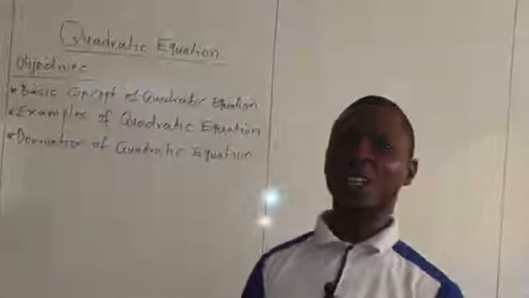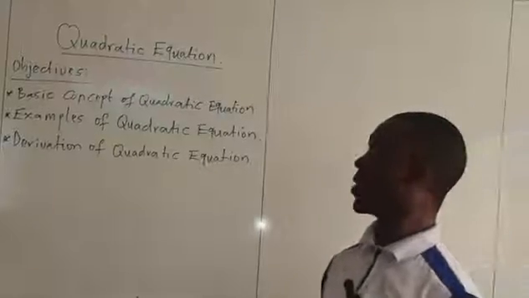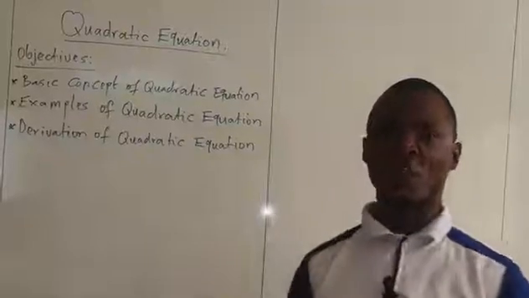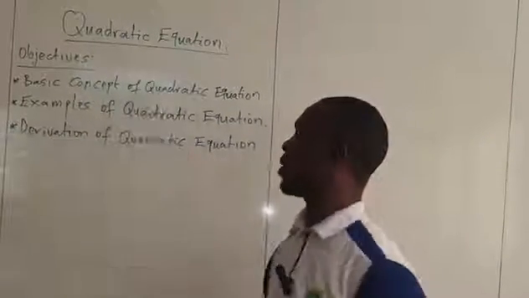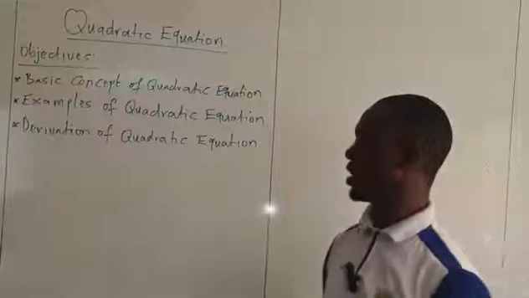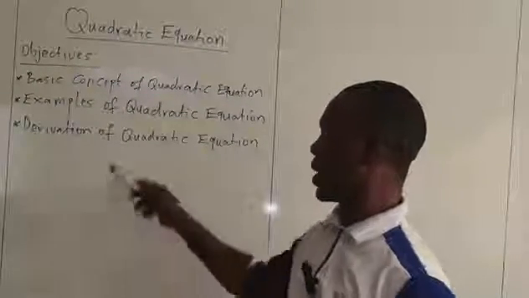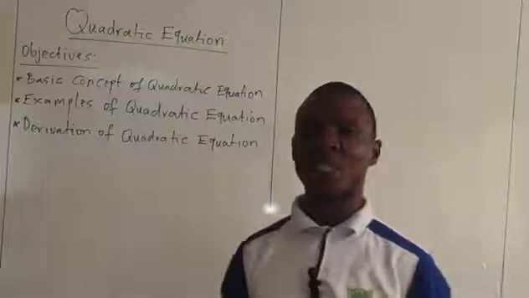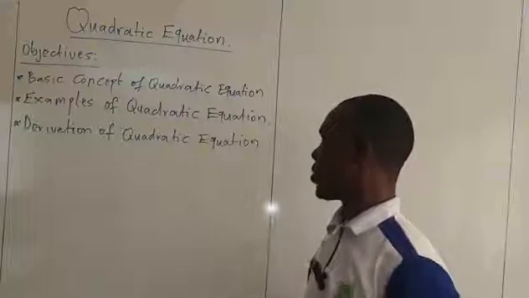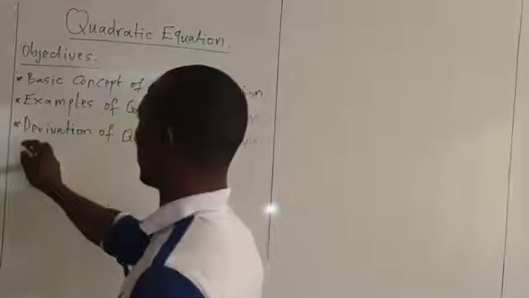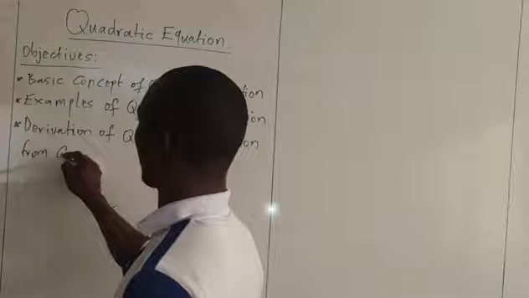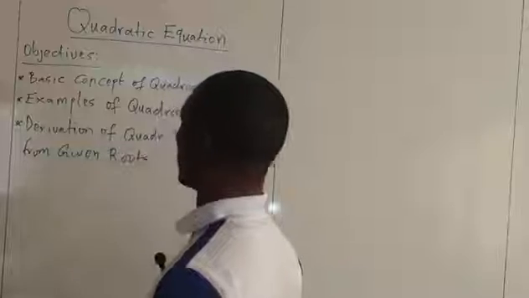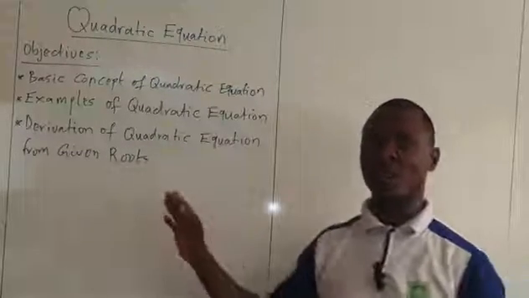So in today's class, we are going to be looking at the topic which is quadratic equations. Under this topic, we are going to be looking at the basic concept of quadratic equation. Then after that, I'm going to give you examples of quadratic equation. Thereafter, we are going to be looking at the derivation of quadratic equation from given roots. So these are the objectives of the class.